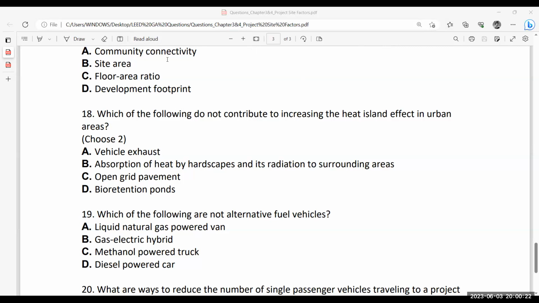Okay, yes. So thank you, Chris. Thank you, Aaron. The answer is C and D, open grid pavement and bioretention ponds. Open grid pavement was suggested to allow more porosity in the site, right? So when we were discussing parking spaces and how to encourage stormwater management and increase water efficiency, we looked at open grid pavements. And bioretention ponds were also one of the measures that people pick up, and we discussed this earlier.